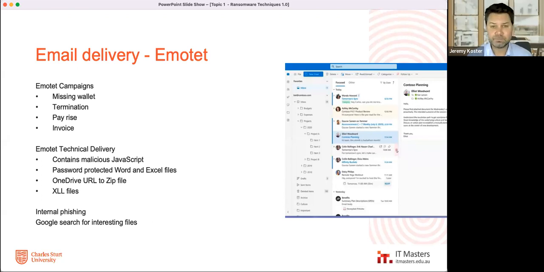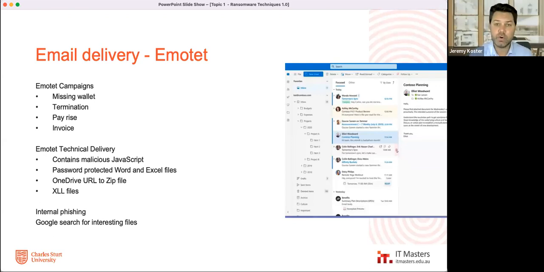It can also be delivered by OneDrive URL or a Dropbox URL or a Box URL, and in a zip file format as well. And recently they've been using XLL files, which are a type of Excel file that is able to install the malware as well. So this is the conduit for the next step.